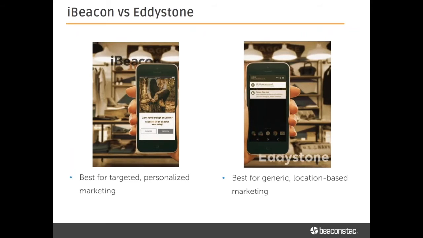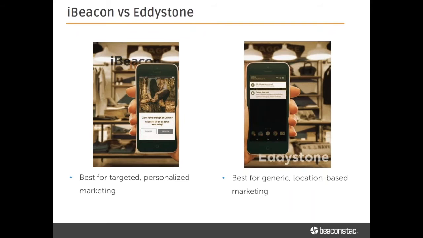iBeacon, as we've discussed, requires an app, which makes it ideal for targeted, personalized marketing. With an app, you get a whole host of information on that app user, maybe their past shopping preferences, their loyalty points, their demographic information, and you can use all of that to create really rich, targeted marketing campaigns for your physical space using iBeacon.